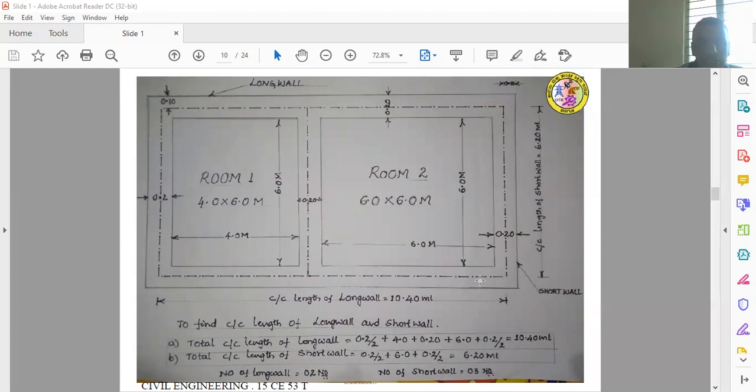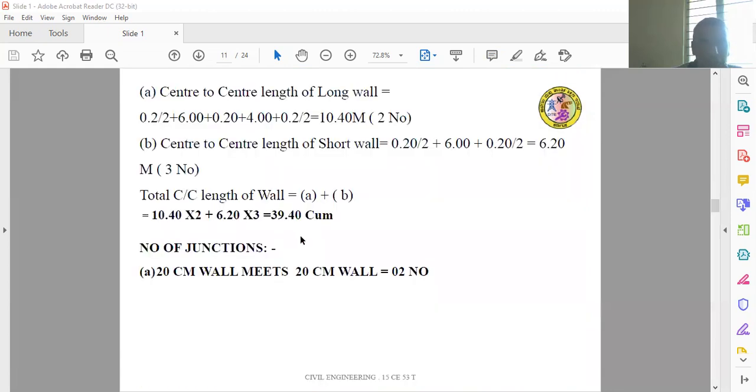Here the center line method does not consider a single wall. You have to take all the walls in a single go. Therefore the number of walls in the horizontal direction is equal to 2, and the number of walls in the transverse direction is equal to 3. Here, how to find the center to center length of the long wall? We have already calculated that 10.4 meter is the single wall, and 6.2 meter is the vertical direction wall.